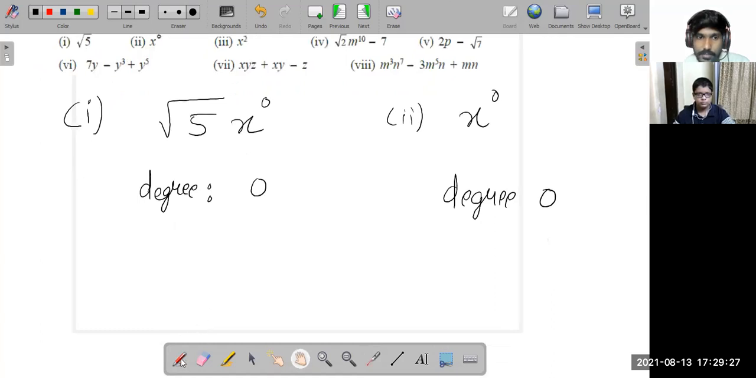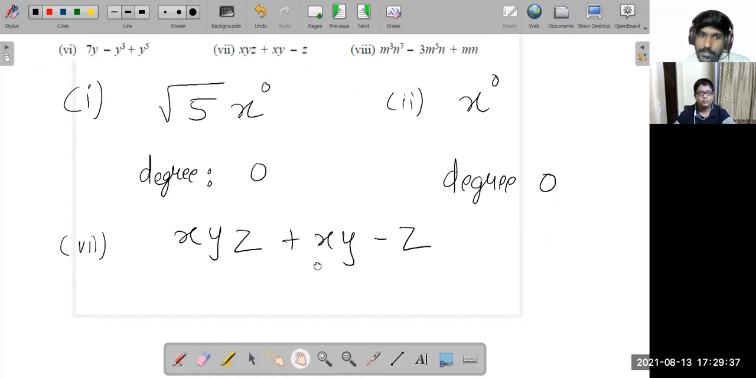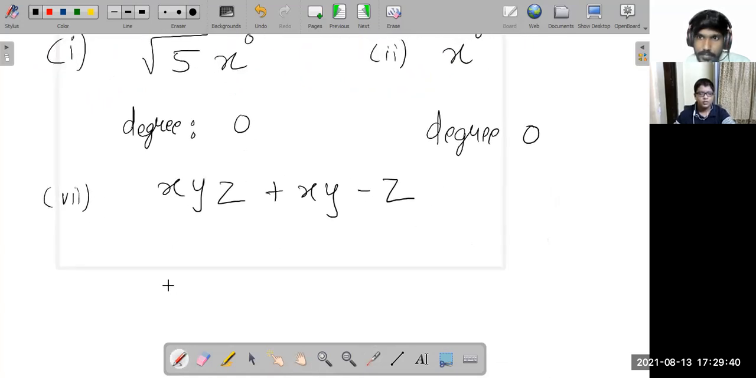Now, seventh one is a little bit different. We had done this. How will I find it? It is xyz plus xy minus z. You remember? So x, y, z represent numbers, right, sir? No. All three are variables. What is the power of x? 1. What is the power of y? 1. What is the power of z? 1. So combined power will be 3.